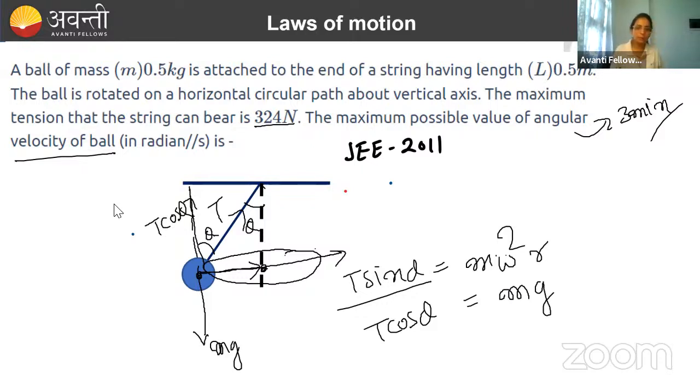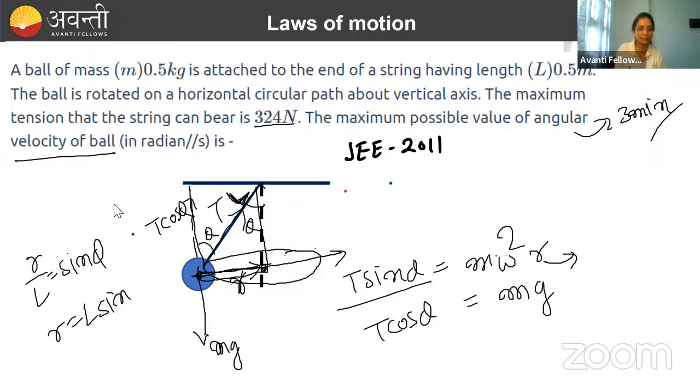Now, if you carefully see this r, we need to calculate the radius. So the length of the wire, or string, suppose is L. If this is L, then from this triangle we can easily calculate r. R by L will be equal to sin theta. So R will be equal to L sin theta. Done. So in the first equation, if you put the value of R, what are you going to get?